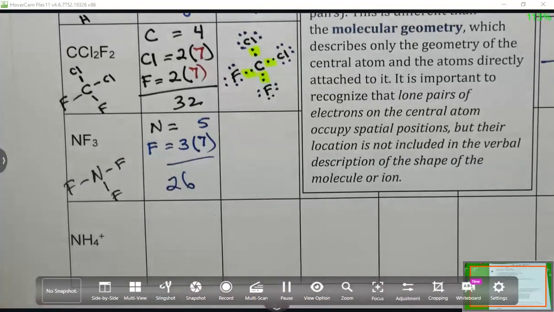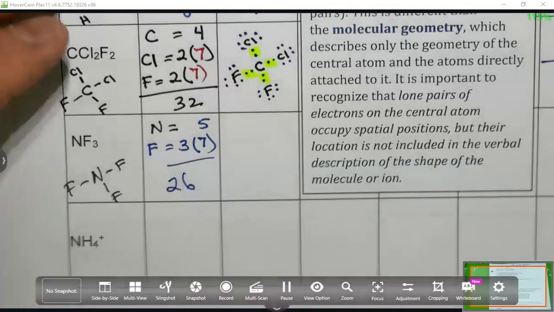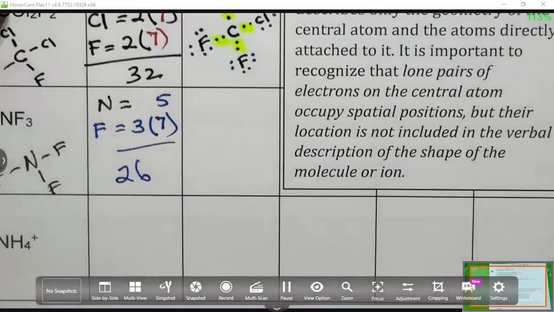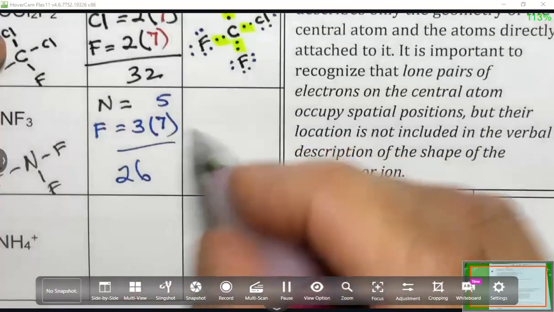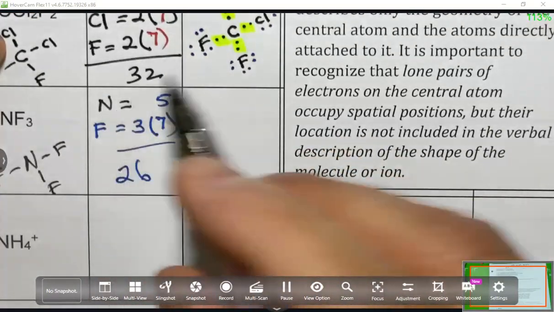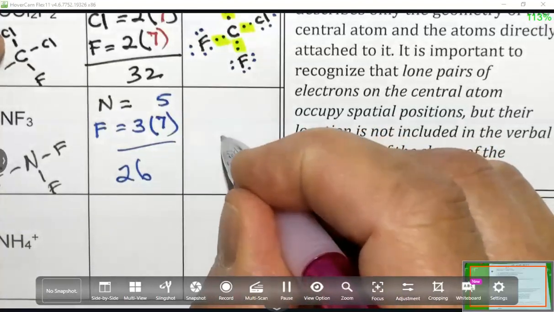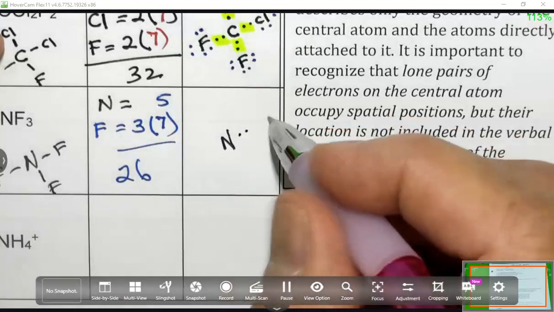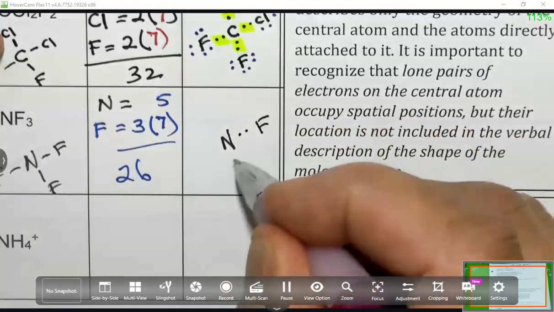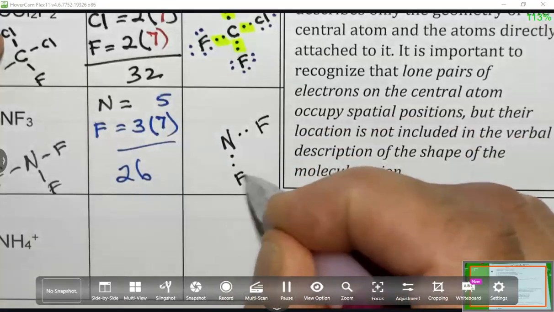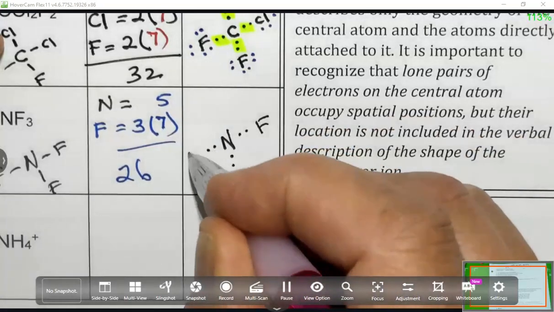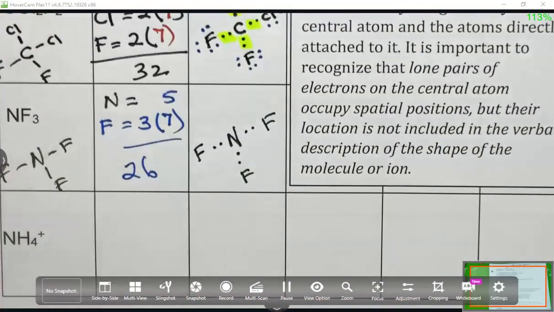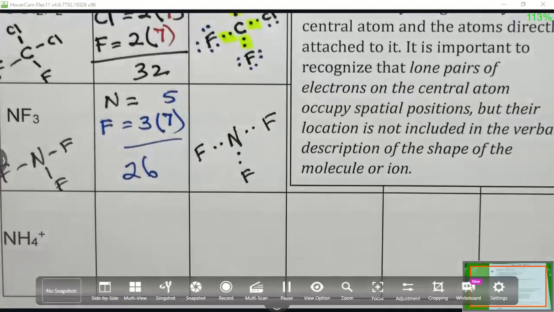Step 2, total valence electrons. Step 3. I'm going to put my nitrogen, my lone atom, in the middle, nitrogen. I'm going to make a bond between my terminal atoms. So it's a fluorine. It's a fluorine. And it's a fluorine. That's step 3.